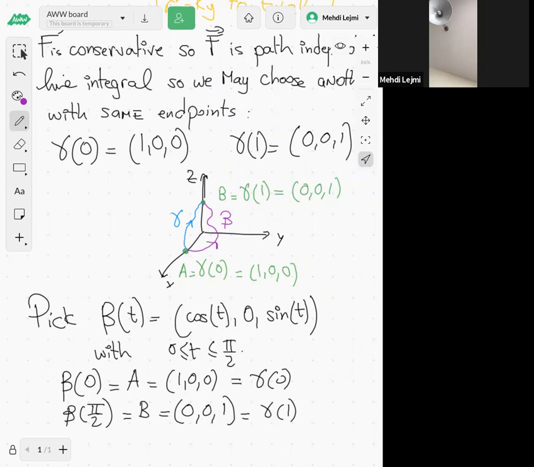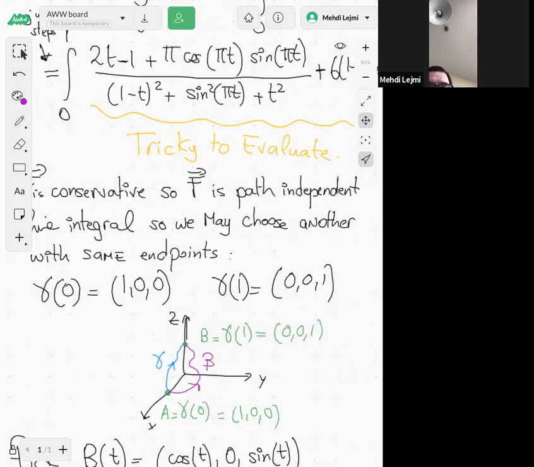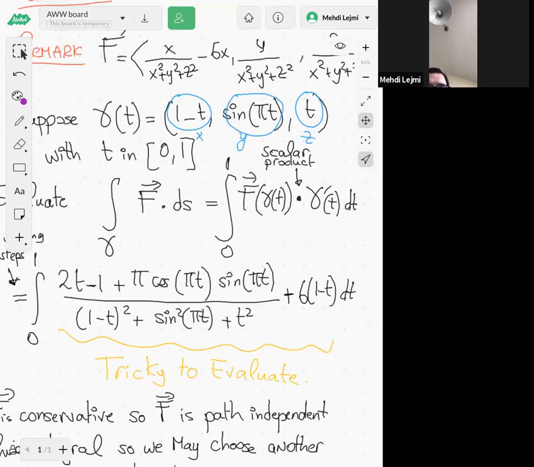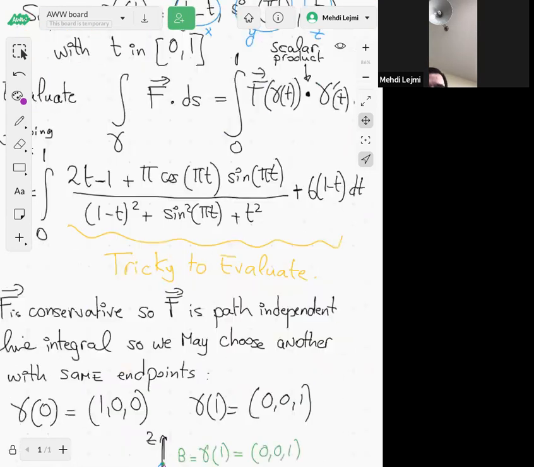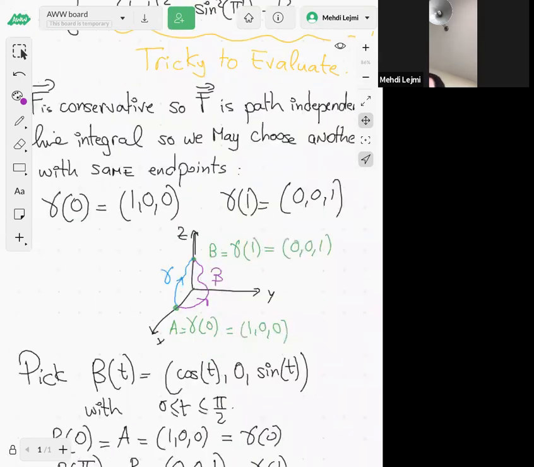And so you may ask why I choose again this cosine and sine, because I want to evaluate this vector line integral with this vector field F. And in the vector field F, there is this x squared plus y squared plus z squared. So if you choose the cosine and sine, then cosine squared plus sine squared would give you 1, right? So that'll be very simple. That's going to simplify the expression of F of beta of t, right?